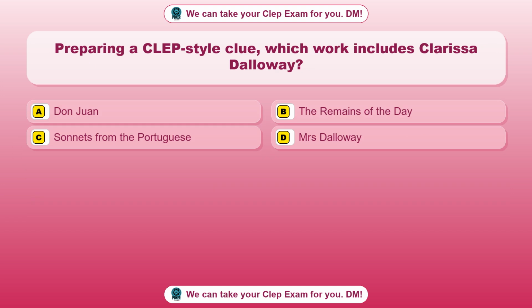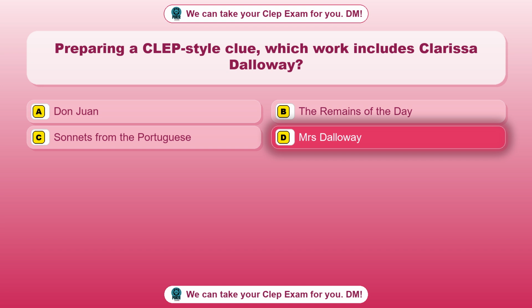Question 6. Preparing a CLEP-style clue, which work includes Clarissa Dalloway? Option A. Don Juan. Option B. The Remains of the Day. Option C. Sonnets from the Portuguese. Option D. Mrs. Dalloway. The correct answer is option D.